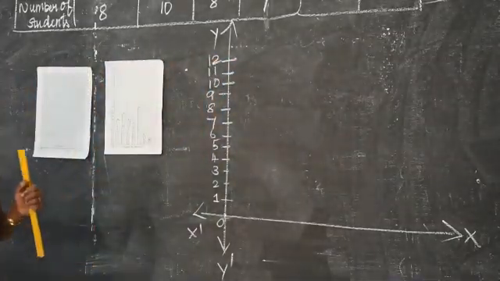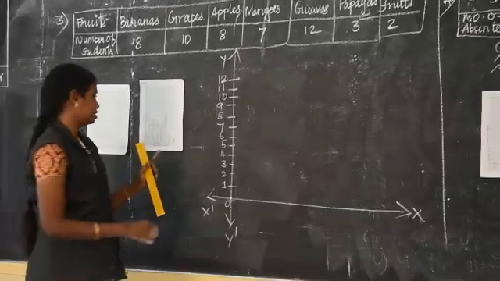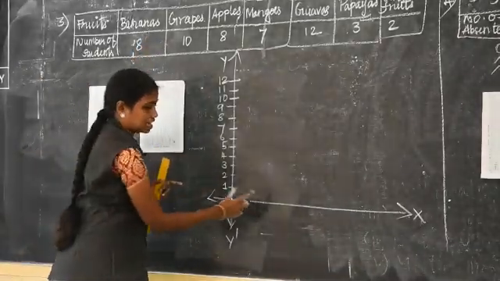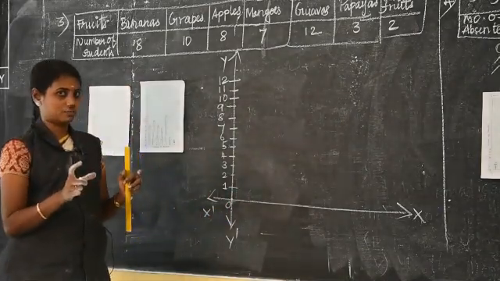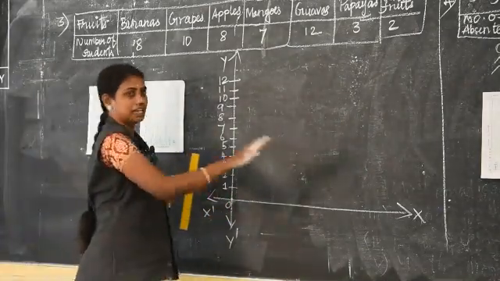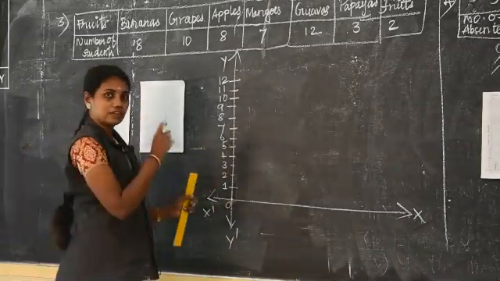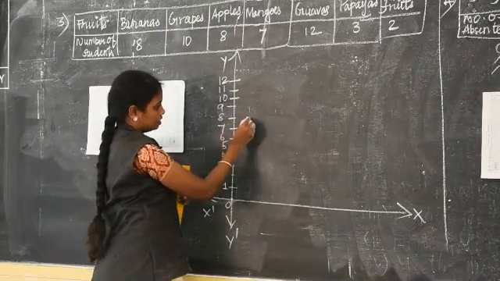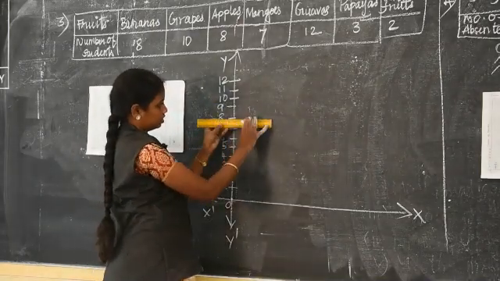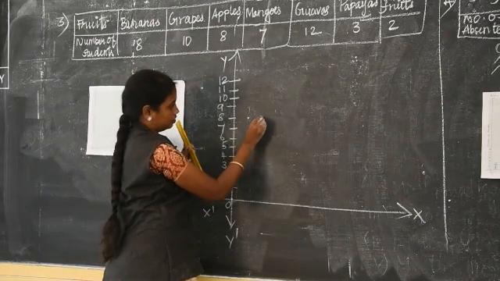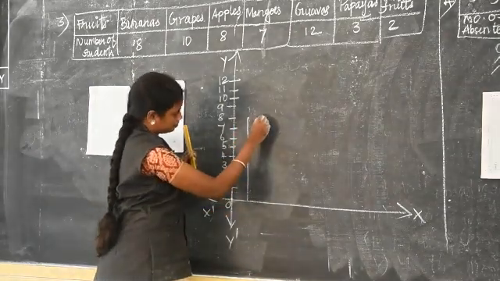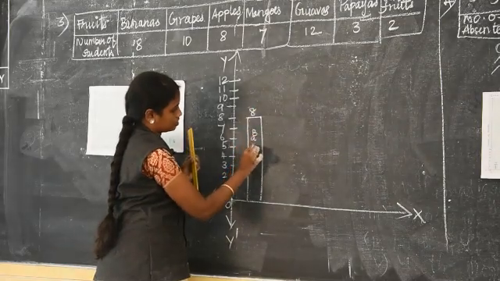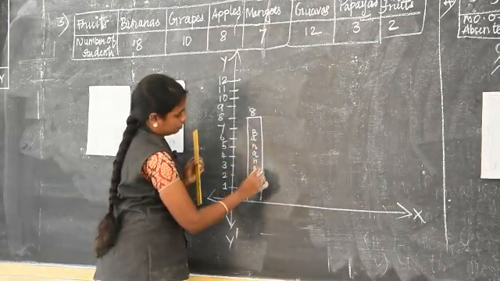On the dark line only you have to do everything. Don't forget it. Next question is bananas 8. Leave the space equally, leaving one box only is possible. If you leave 2 boxes, the graph sheet will not be enough. That's why I am leaving one box for everything. Bananas 8. Take a scale and do it. Here bananas 8. Write as 8. Here bananas. And shade it.